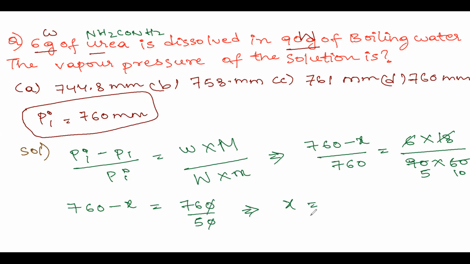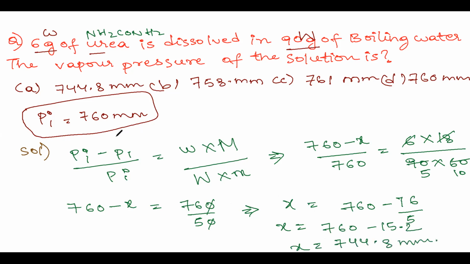76 by 5 is equal to, so 76 by 5 I'm doing here now. 76 by 5 is equal to 15.2. So 760 minus 15.2, which is equal to 744.8 mm of Hg.